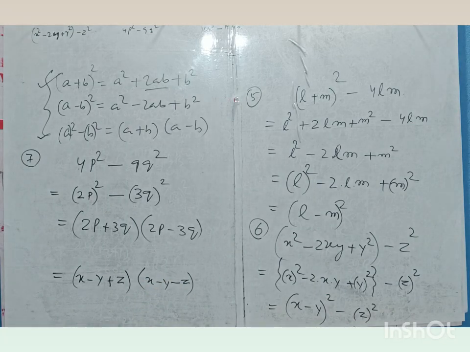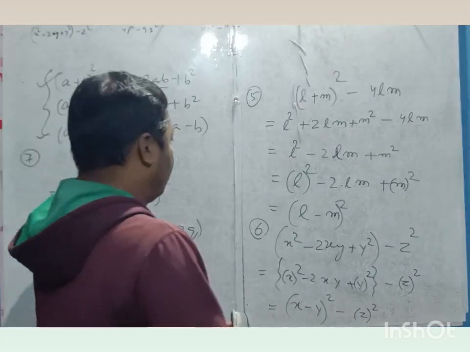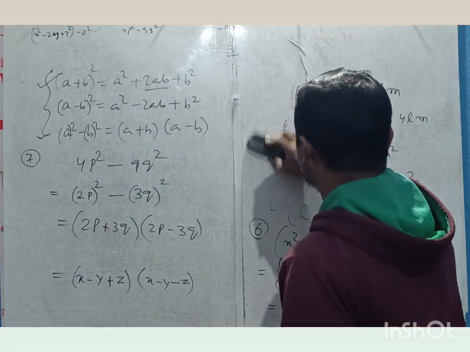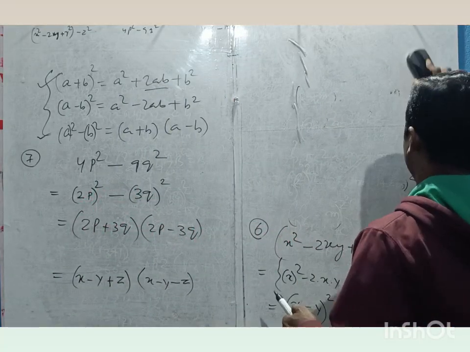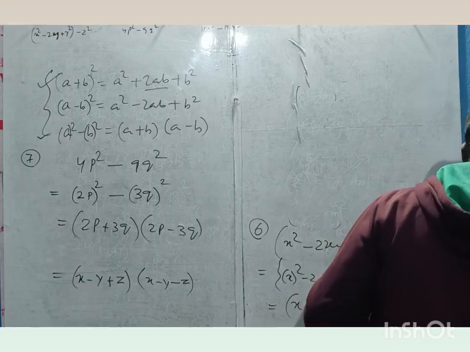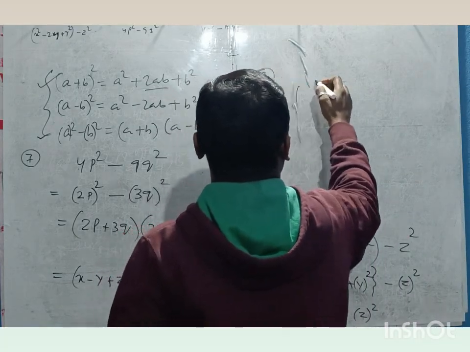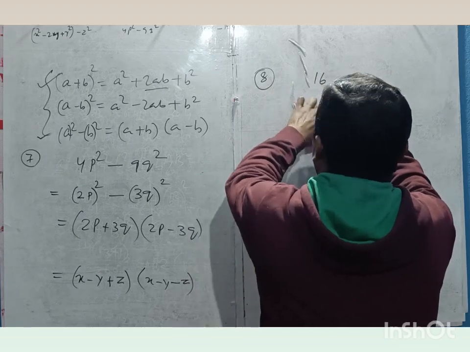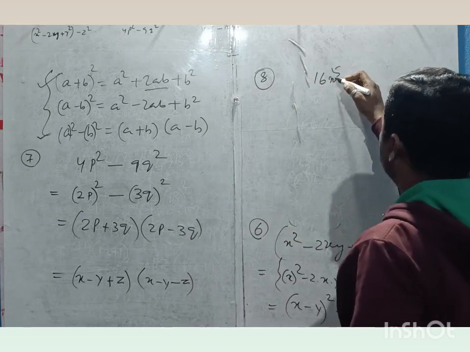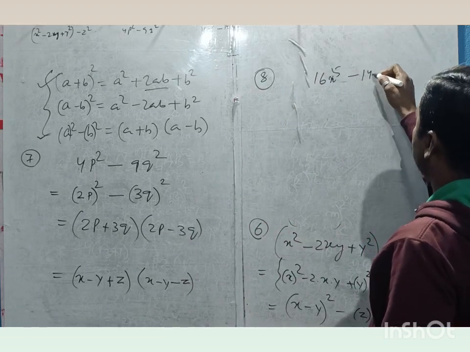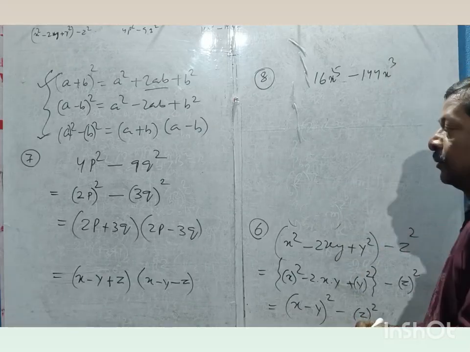Okay, both are right. So let's go with another example. Number 8: 16x^5 minus 144x^3.